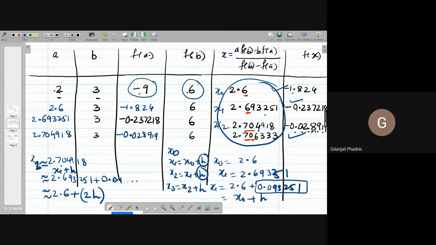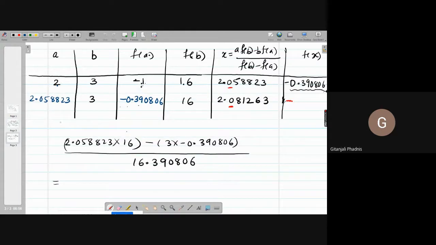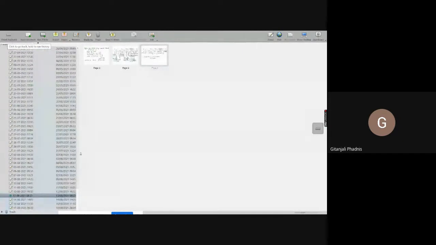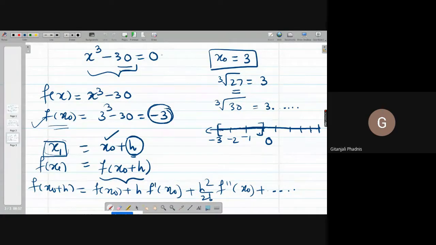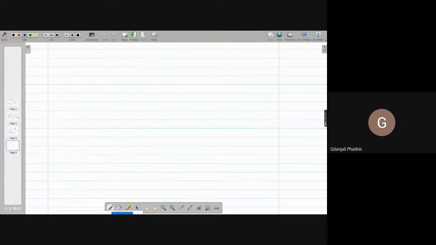Yes, ma'am. Okay, so now I have x naught with me. I'm substituting that x naught in my function, so I know what f of x naught is. From the function, I can find out the derivative also. Now I'm saying that h is very small. So what can you say about the powers of h? The higher powers of h, what can you say about them?